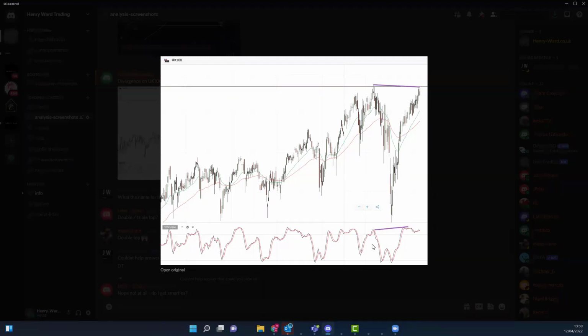I don't get why the stochastic is different on eToro's chart versus TradingView. It's not. It's the very same. So there's the chart, the one that you posted. There's that high. There's the low. There's the high and there's low, and that's divergence. Absolutely, that's divergence.